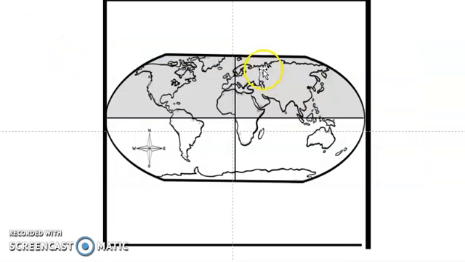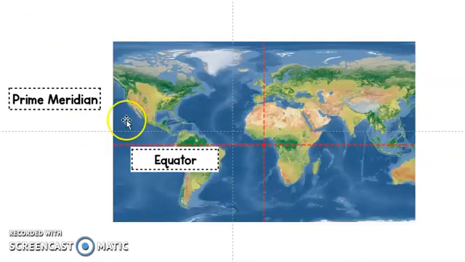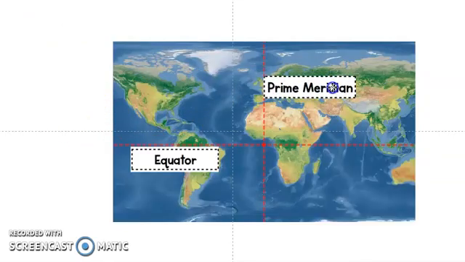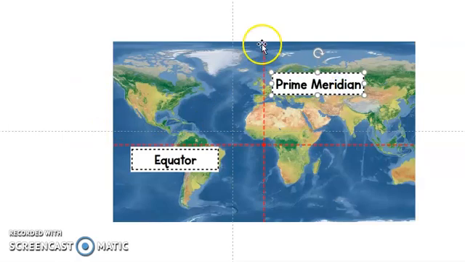Now, this line here down the middle is the prime meridian. So you can remember middle meridian. Great job helping me identify those two imaginary lines that help us locate places on the globe.